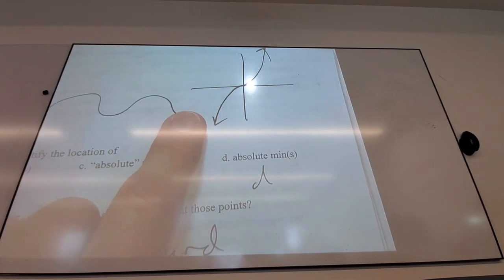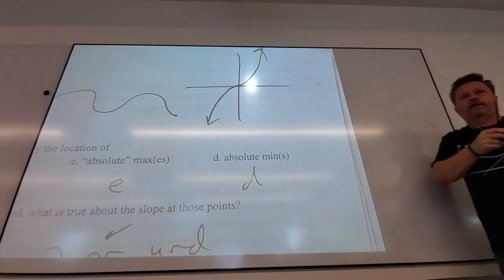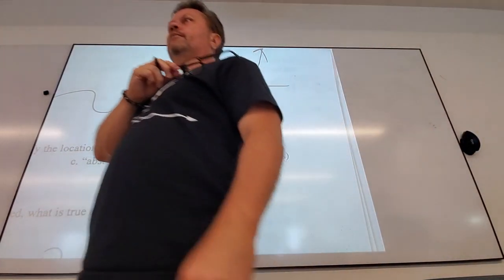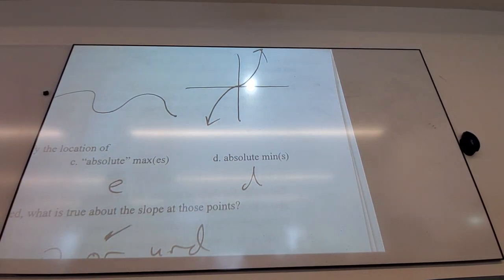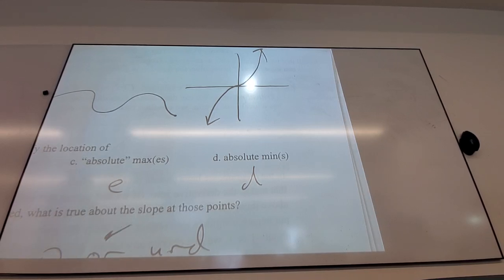What do you think the slope is right at 0? In fact, you can figure it out, right? What's the derivative of x cubed? 3x squared. So what's the slope at 0? 0. Is there a maximum or a minimum at 0? No, obviously not, correct?